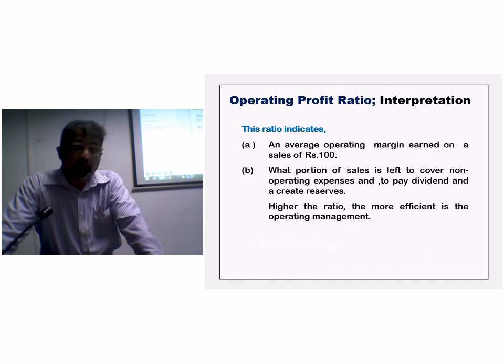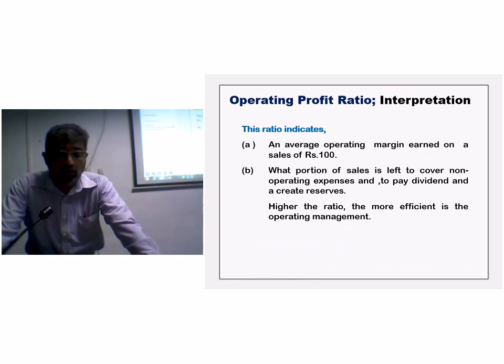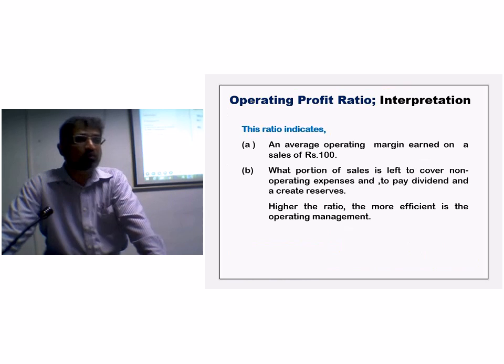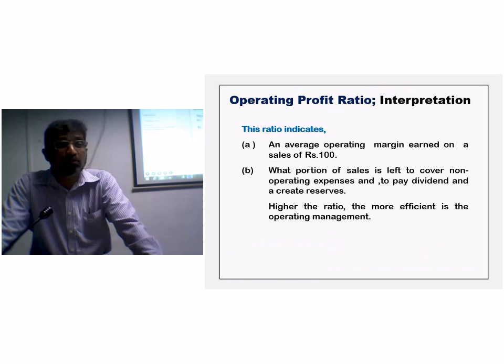Another way you can say it: what proportion of sales is left to cover non-operating expenses? Previously it was operating as well as non-operating. Now here we are getting the operating profit ratio. If it is 10% or 12%, that means we have 10% to cover the other non-operating expenses too.